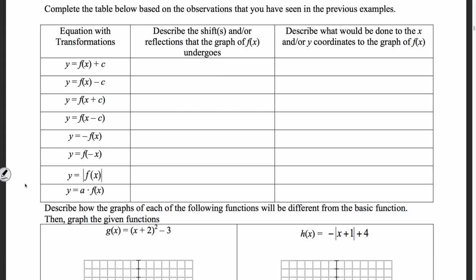Yes. Was it B, when you have to add 2 on the outside? 2 on the outside, absolutely.